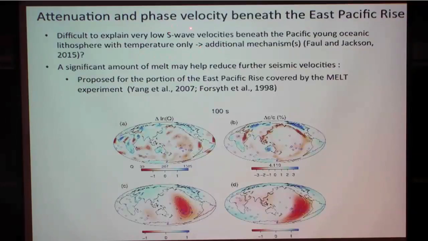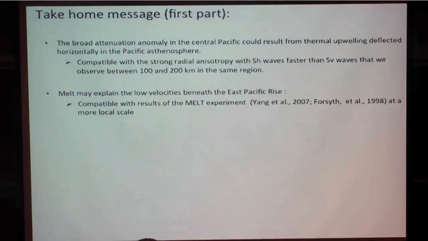And it seems that these very low S-wave velocities are quite difficult to explain with temperature only from experimental results. It's difficult to match, in fact, the very strong low velocity reduction that you observe near 70 kilometers depth. So it's possible that there is some melt that may help to reduce further the seismic velocities, and this has been proposed, for example, in a small portion of the East Pacific Rise, which was covered by the MELT experiment.